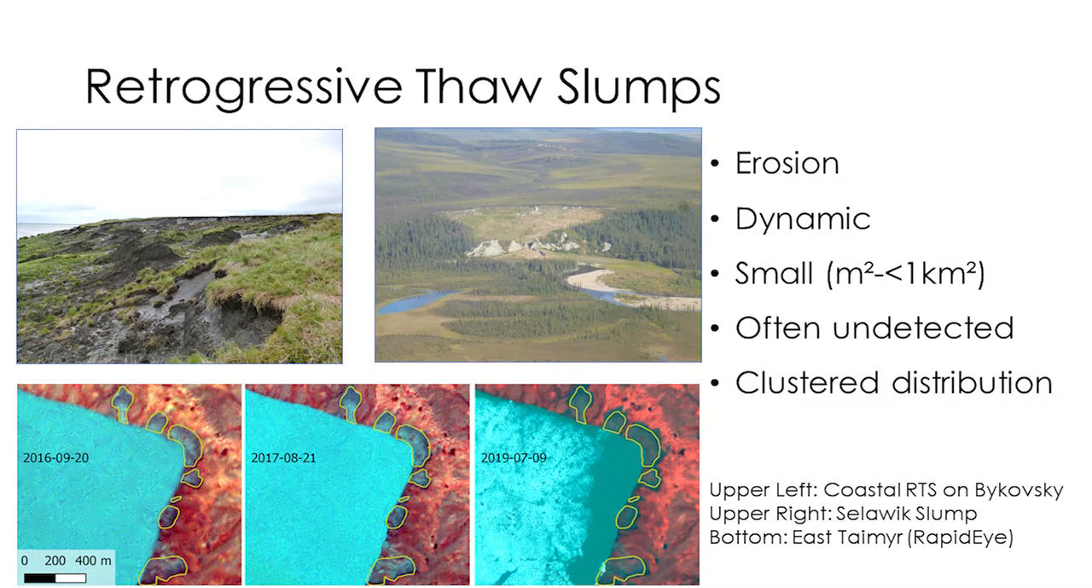But there are also many unknown places in Russia and Siberia where we do have thaw slumps, but they're not thoroughly mapped. And they can be pretty dynamic, as we see here on the bottom. These are RapidEye images where I delineated thaw slumps in 2016. This is on the Taimyr Peninsula, which is also one hotspot, which is not very well known. And here we already see how they expand over time.